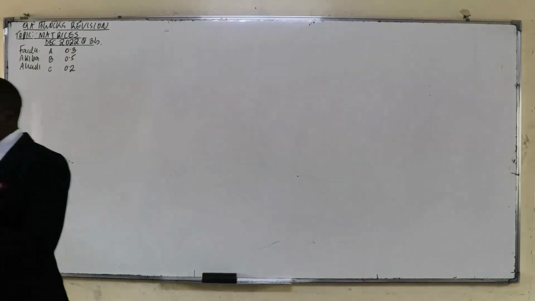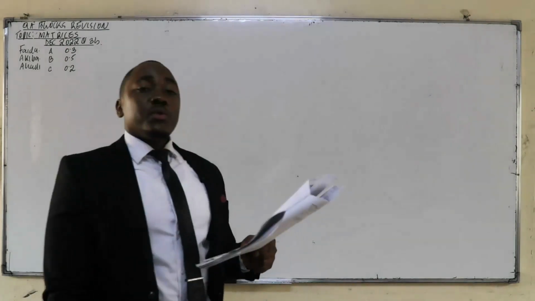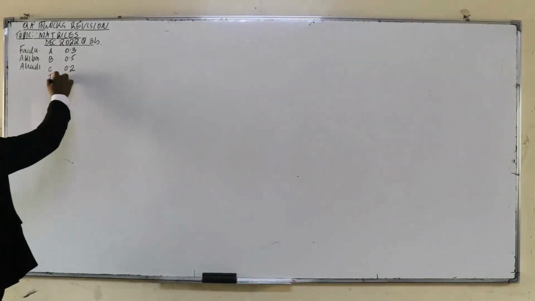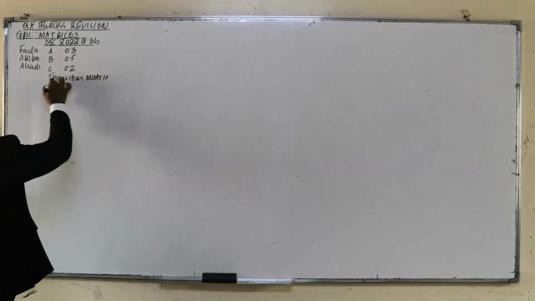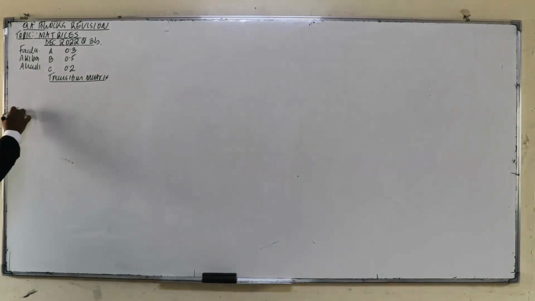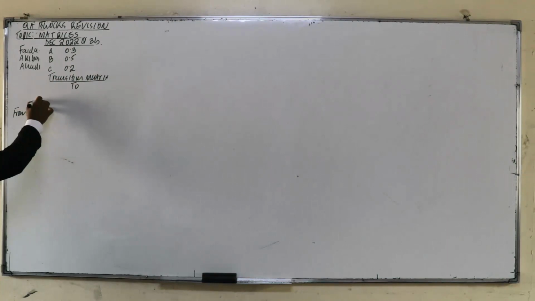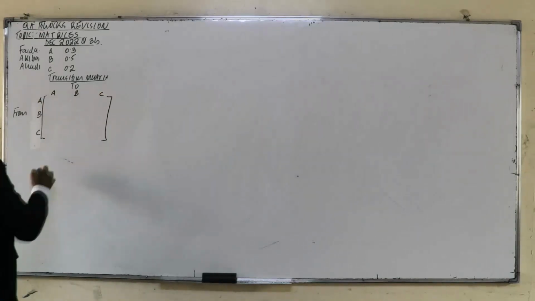A survey was conducted on the market share of the 3 banks as at 1st December 2021 and revealed the following. So we need to come up with what we call the transition matrix. How do you come up with the transition matrix? You are moving from one state to another state. Here we have A, B, C, A, B, C. You need to come up with the transition matrix.